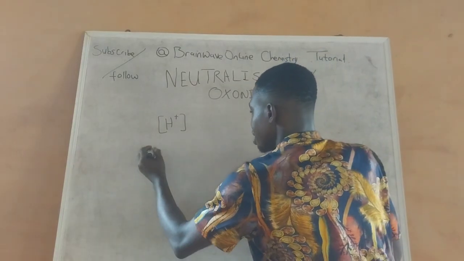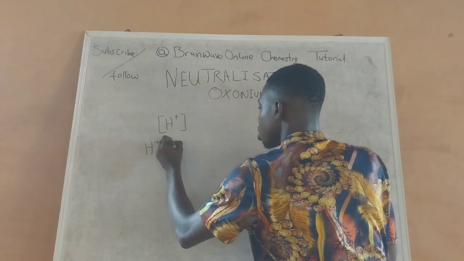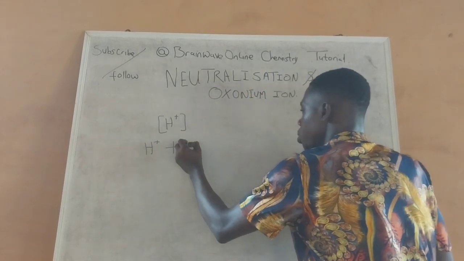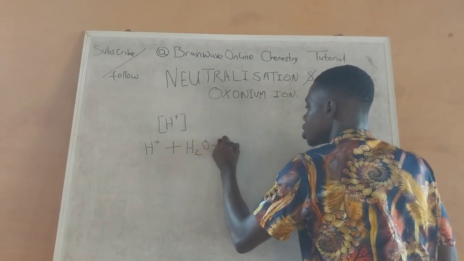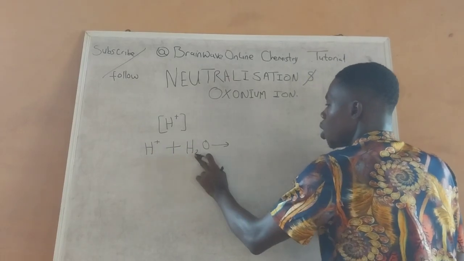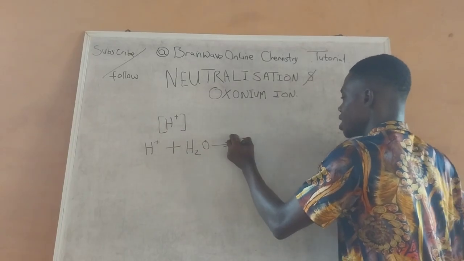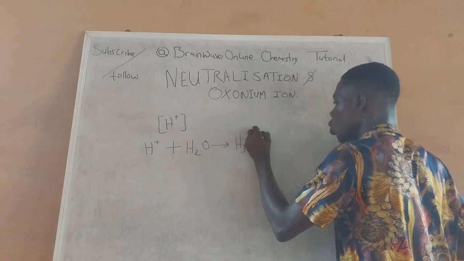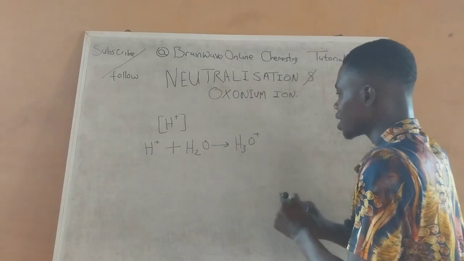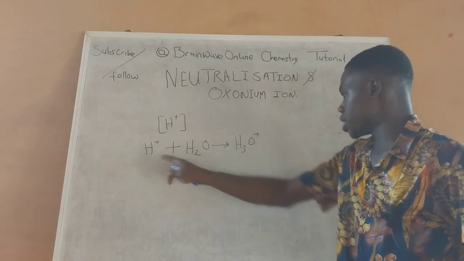Oxonium ion is formed when a hydrogen ion reacts with 1 mole of water, H2O. When hydrogen ion reacts with 1 mole of water, oxonium ion is formed, and it's written as H3O plus. If you look at it very well, we have 2 hydrogen here plus this hydrogen ion here. That makes it 3.